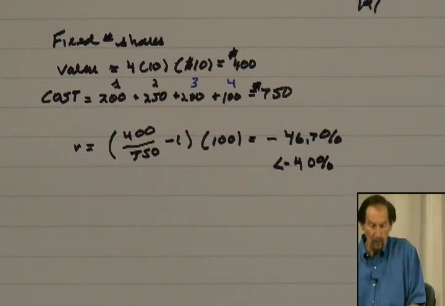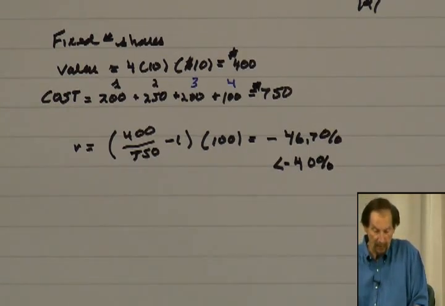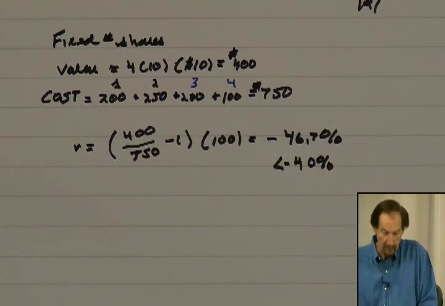So even though dollar cost averaging gave us a negative rate of return, it still did better than the fixed number of shares. We'll do a couple more cases, and then we'll talk about how to prove this mathematically.